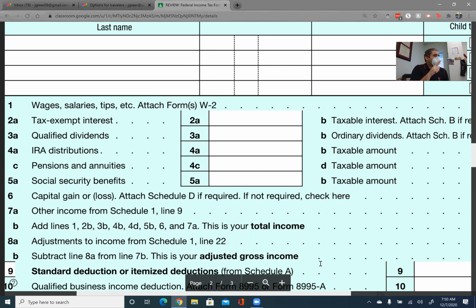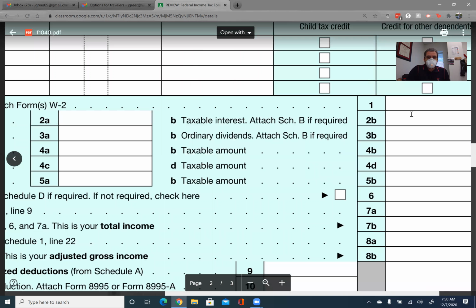Line 4 on Schedule B is your total interest. Line 6 on Schedule B is your total dividends. It would be your total interest, right? So you're going to put that here in this box. And then line 3B would be filled with the information from where?